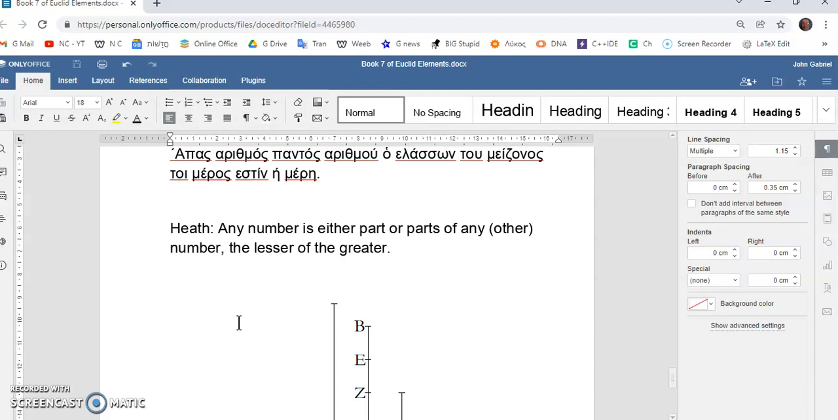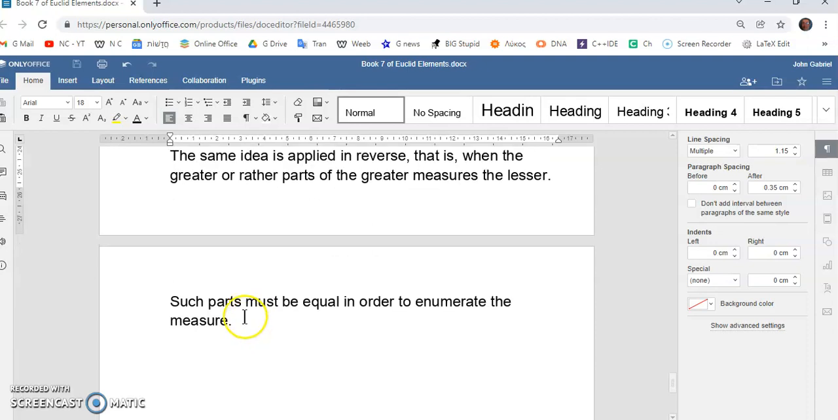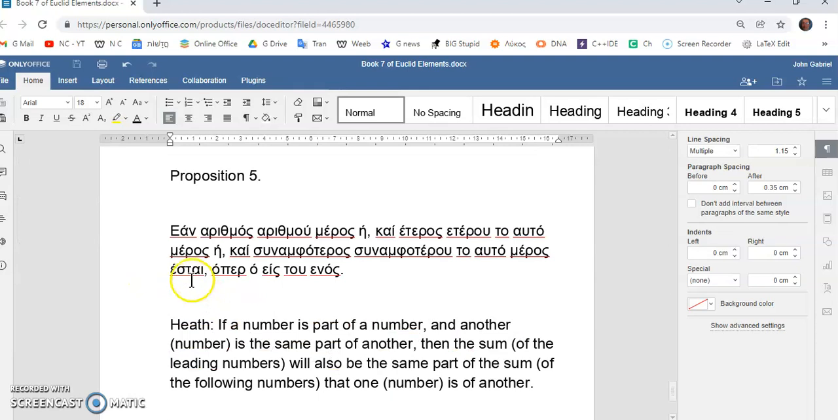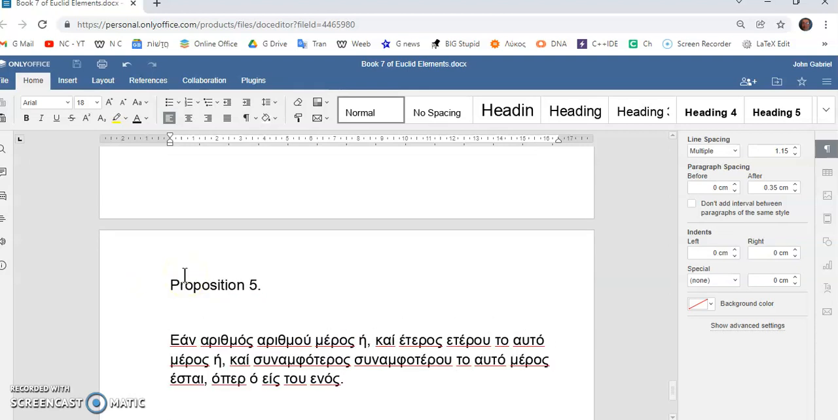So I'm going to keep this short, and I'll carry on with the rest of the propositions, which are 5, etc. tomorrow, okay? So, or another day.